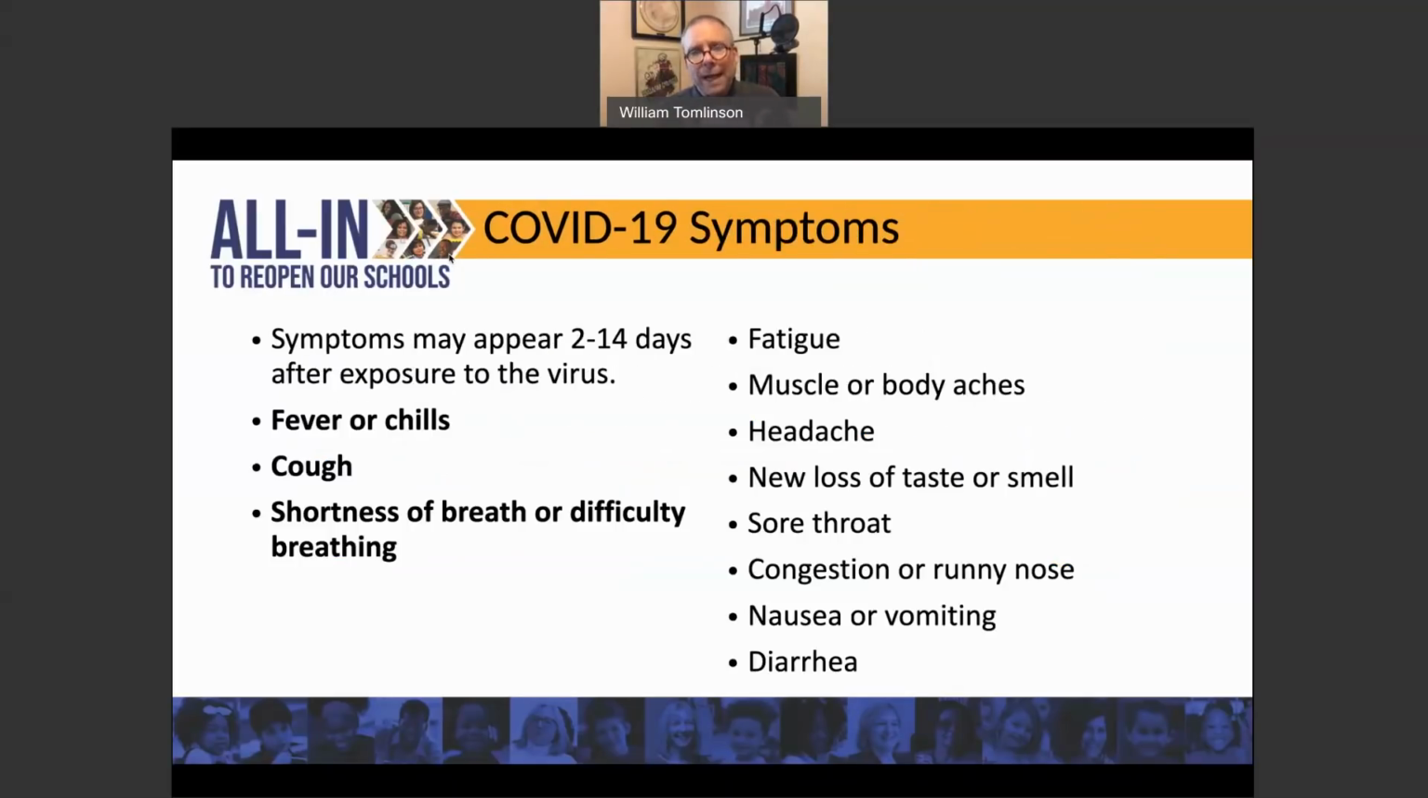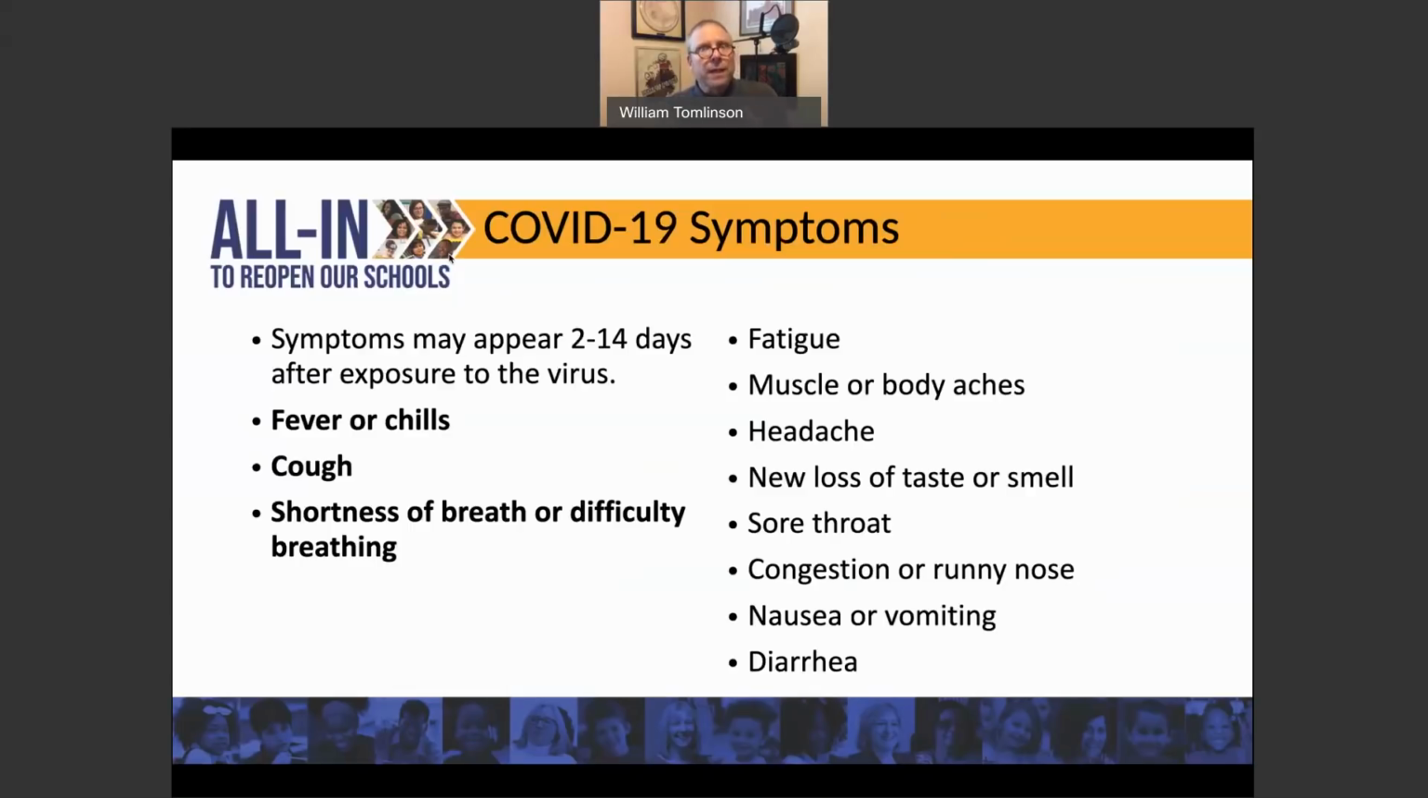Now, another important aspect of risk mitigation is self-diagnosis, not going to work when you're sick. So there are three core symptoms of COVID-19: fever, cough, shortness of breath. Those are screening symptoms. So you'll be asked to self-diagnose in the morning for any one of those three symptoms of fever, cough, shortness of breath. There are other symptoms. You can see there on the screen: fatigue, muscle, body aches, headaches, sore throat, congestion.